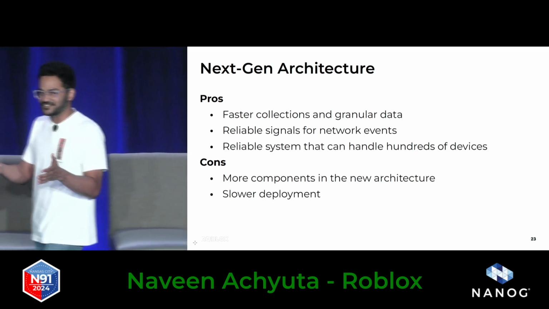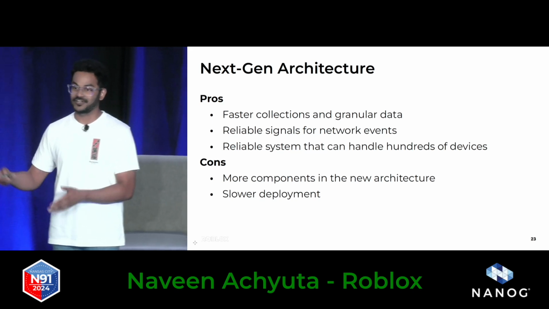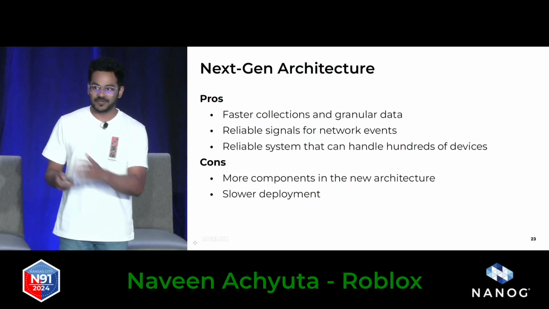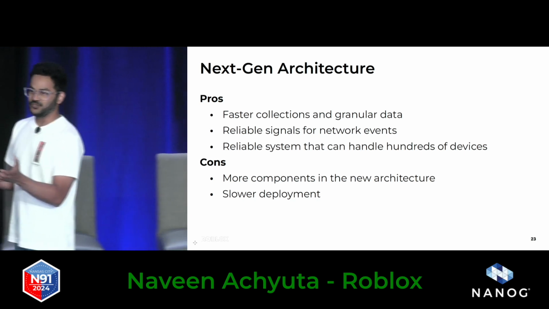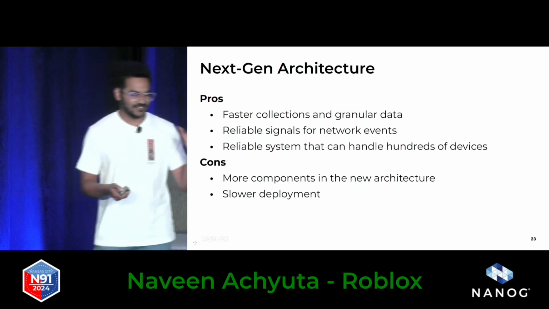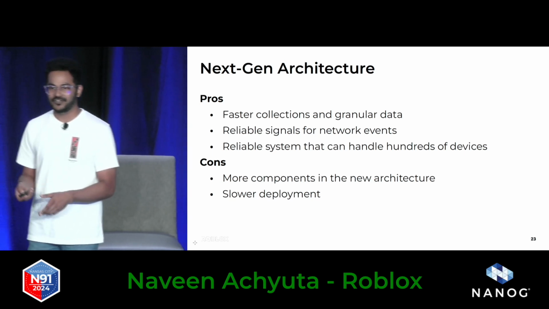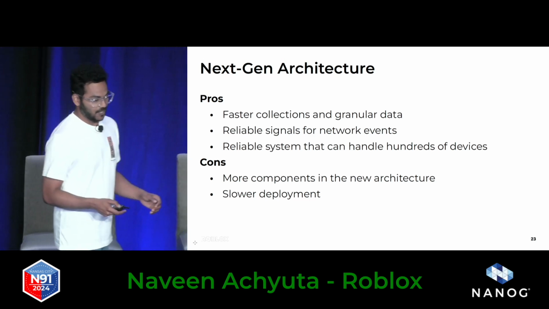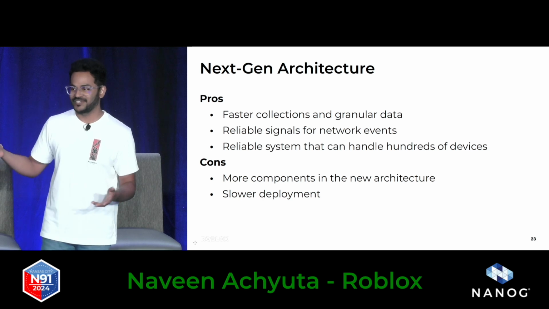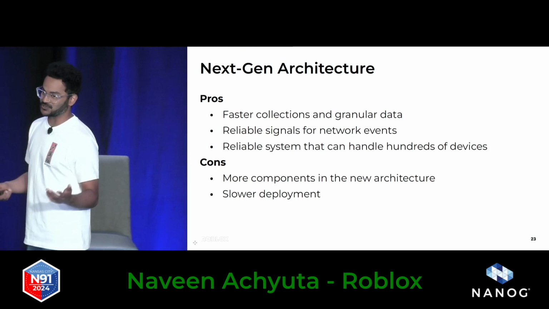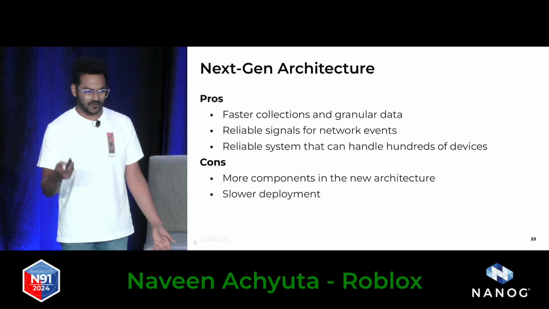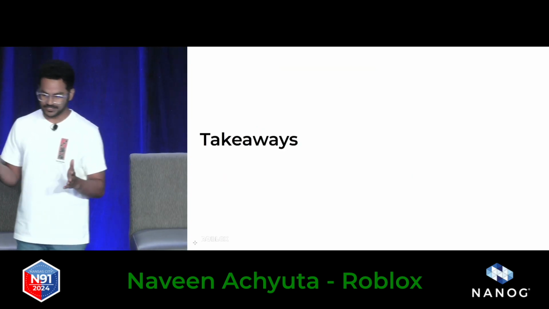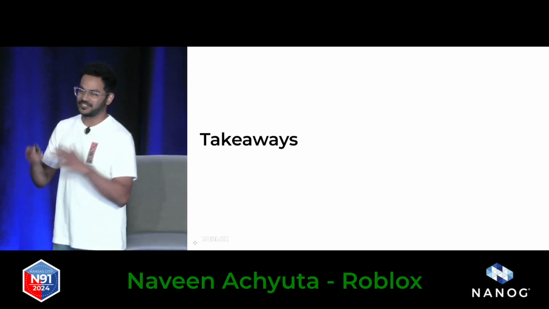Earlier, we had only collectors, but now we have collectors, Kafka, and consumers, which also means we have slower deployments. Just imagine if you want to add a new command, you have to add it to the collector, create a topic in Kafka, and then add a parser in the consumer, which is kind of time consuming. But the benefits outweigh the cons, so it makes sense for us to do this. And deployment can always be automated. So that was the architecture, that was my presentation.